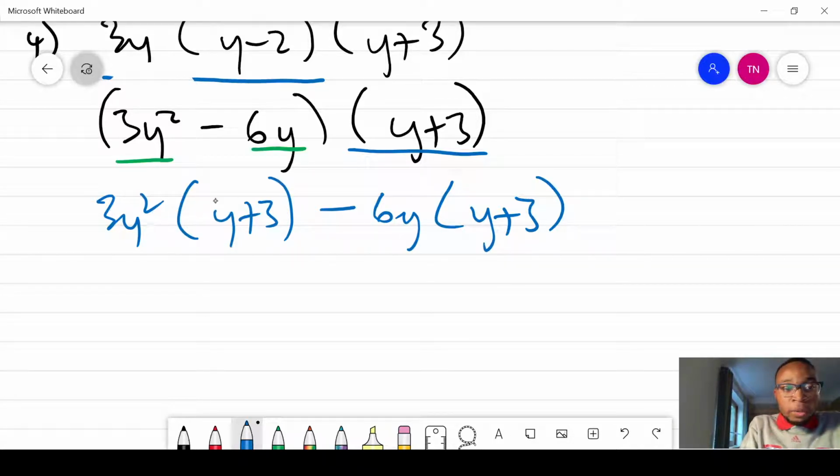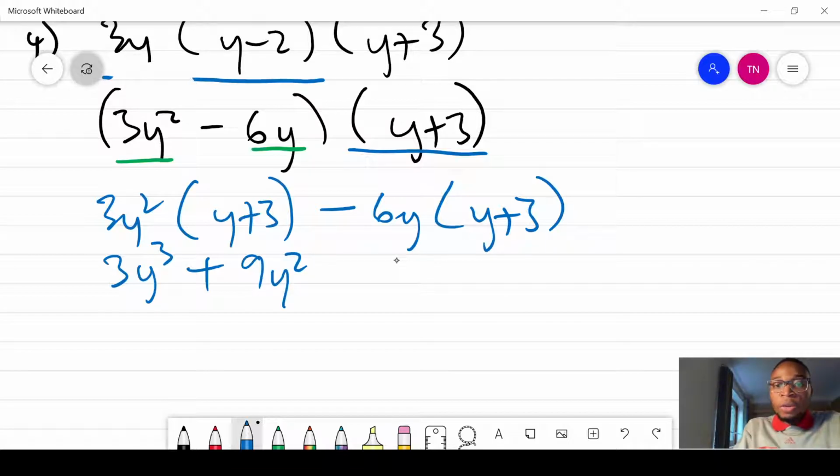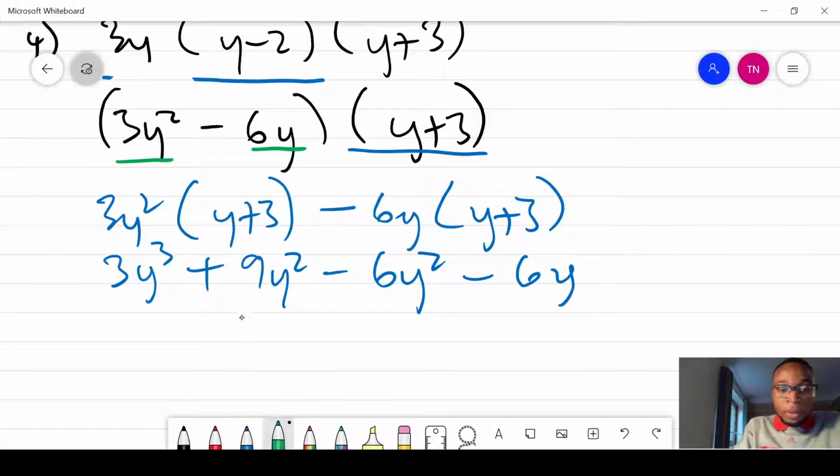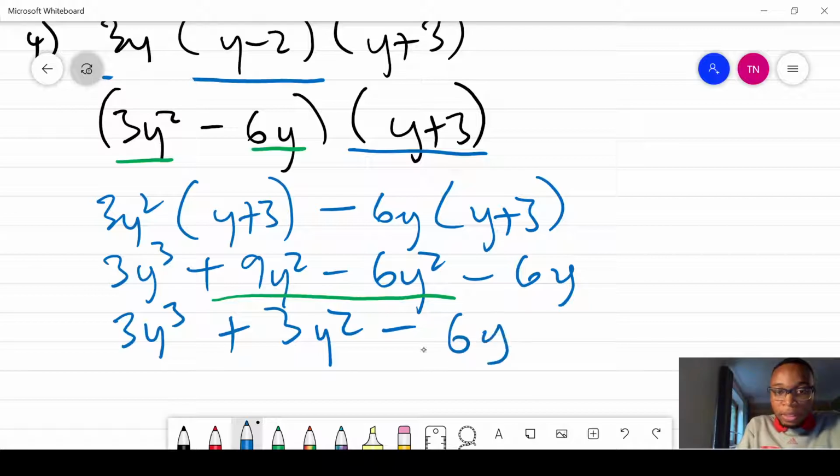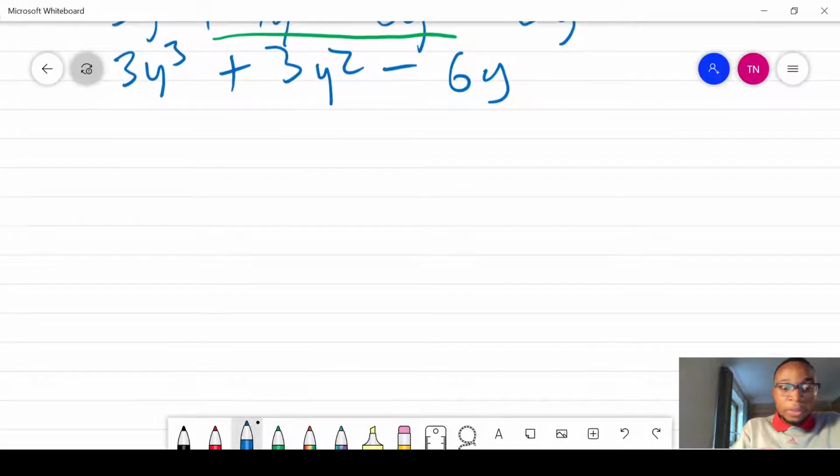So 3y squared multiplying y becomes 3y cubed, then 3y squared times 3 is going to become 9y squared, then minus 6y multiplying y becomes minus 6y squared, then minus 6y multiplying 3 becomes minus 18y. So to go forward, we're going to collect the like terms at the center there. Then on collecting the like terms, you're going to be left with 3y cubed, then 9y squared minus 6y squared, you're going to be left with 3y squared, minus 18y. And when you are here, you are home and dry. So you are done with that one.